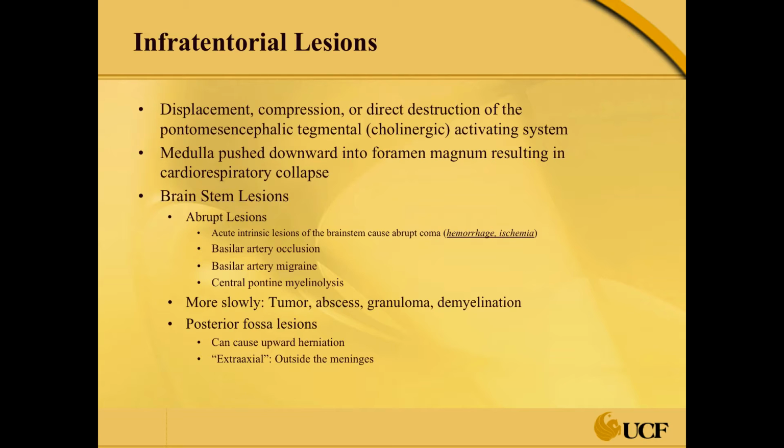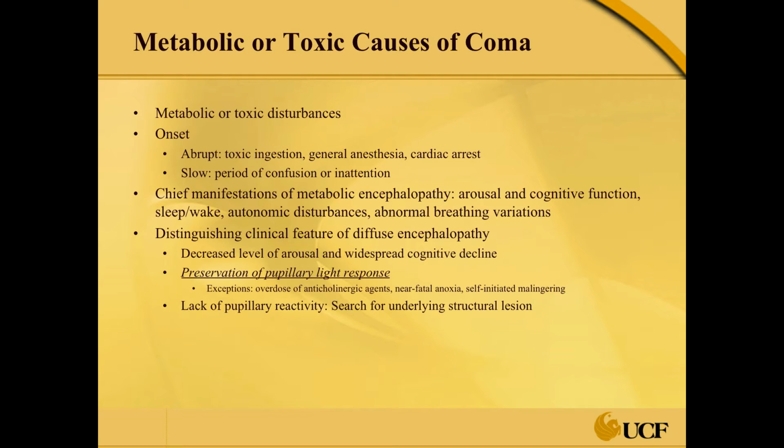Posterior fossa lesions can cause an upward herniation, and also you can get an extraaxial type of lesion which occurs outside the meninges. All right, so these are all types of infratentorial lesions that can be unbelievably life-threatening.